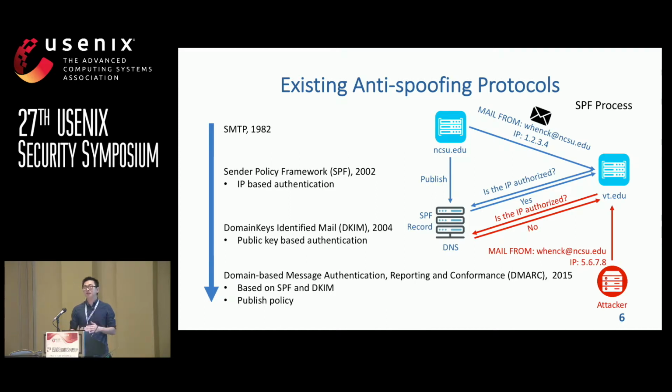The third protocol is called DMARC. DMARC is based on SPF and DKIM. One of its key functionalities is to provide a policy. The policy means how senders instruct receivers to handle spoofed emails. If an email fails authentication, what senders expect the receivers to do.